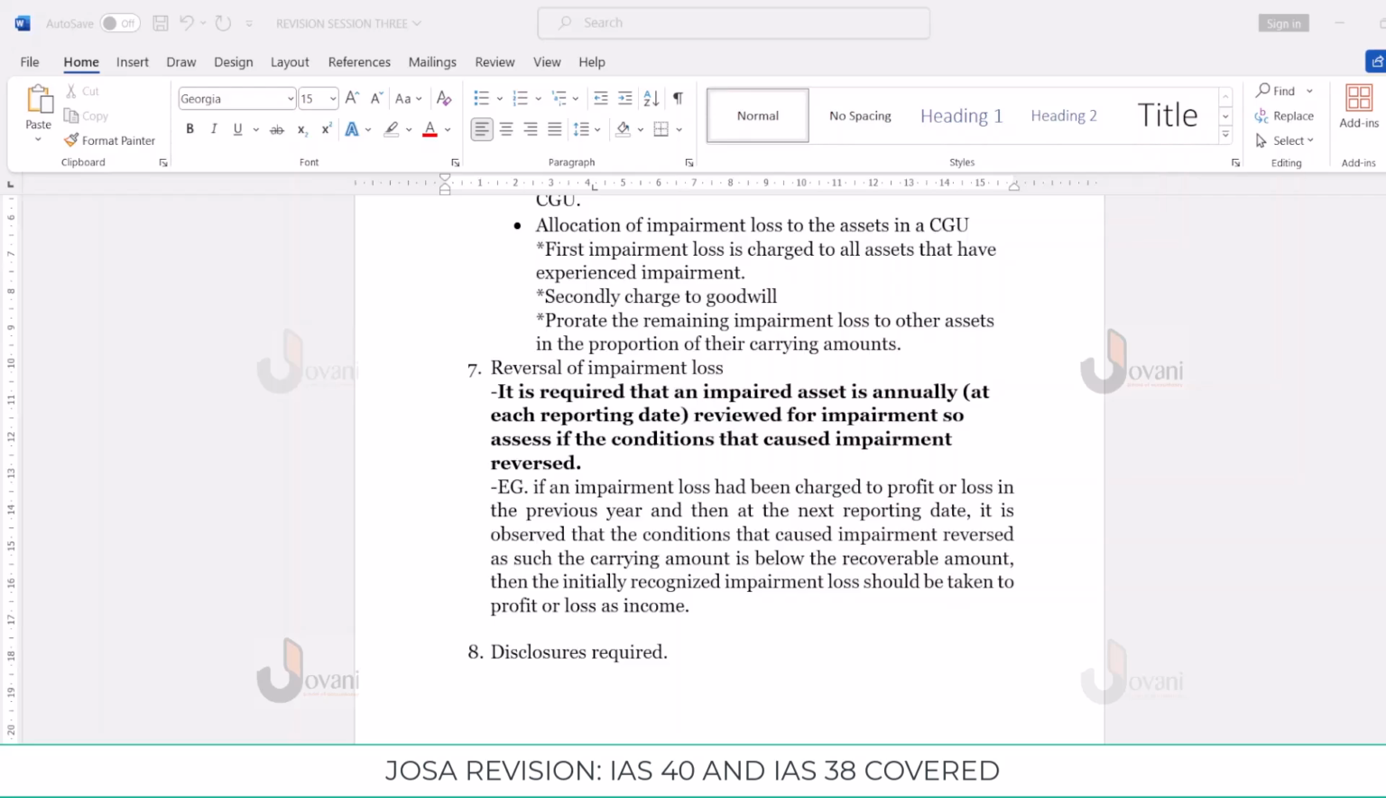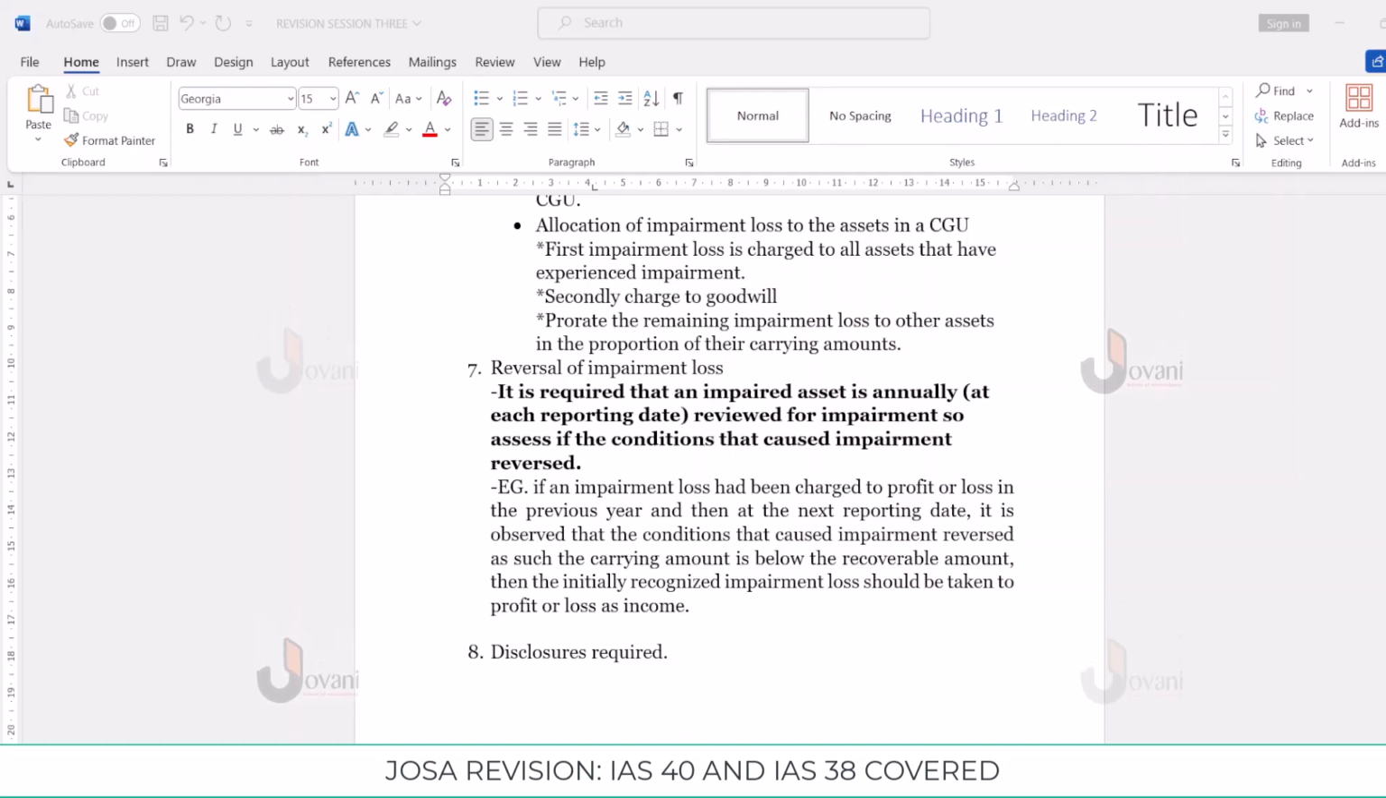I think we cannot take it to the retained earnings because it has initially been charged in the profit or loss. And if it was charged, for example, in the OCI when the impairment loss first occurred, then when the reversal comes in, we go back to the OCI and we credit the revaluation reserve. I feel like that's it.